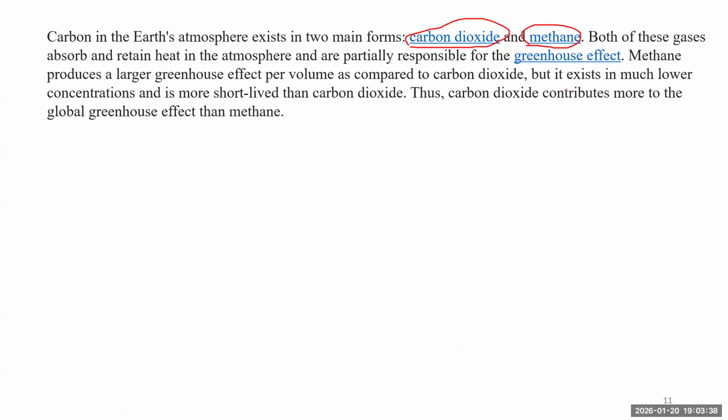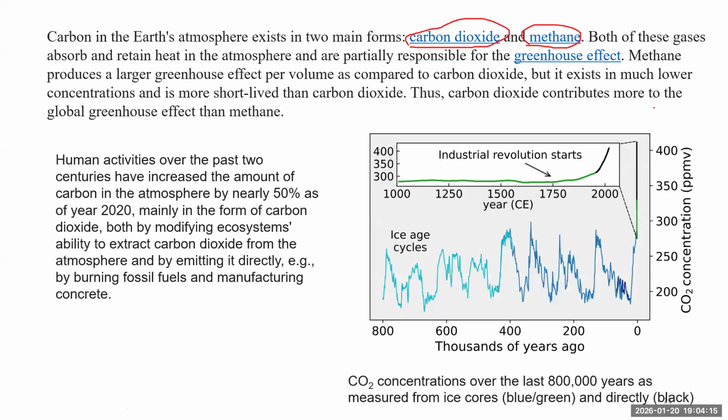Methane produces a larger greenhouse gas effect, but it exists in relatively lower concentration levels and is also more short-lived than carbon dioxide, because it can easily connect with other elements. But carbon dioxide is relatively stable. Therefore, carbon dioxide contributes more to the global greenhouse gas effect than methane. So that's for the carbon.